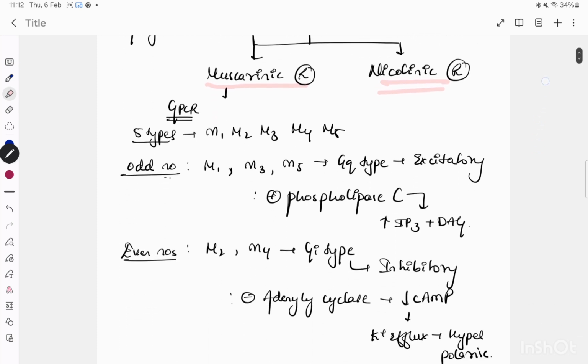In muscarinic receptors, all of them are GPCR. GPCR in the sense they all are G protein coupled receptors. They are of five types: M1, M2, M3, M4, and M5. These are all the five muscarinic receptors that are present.